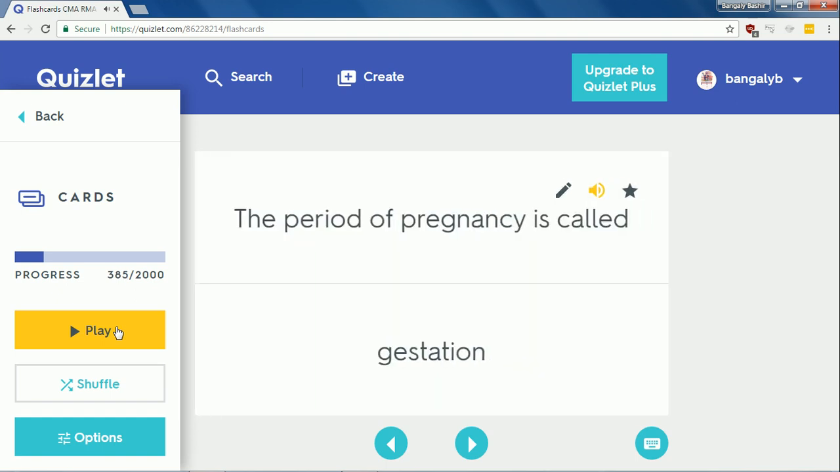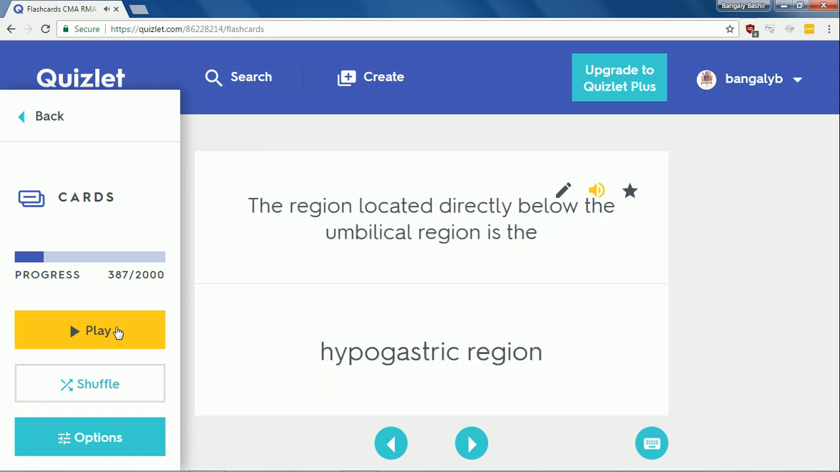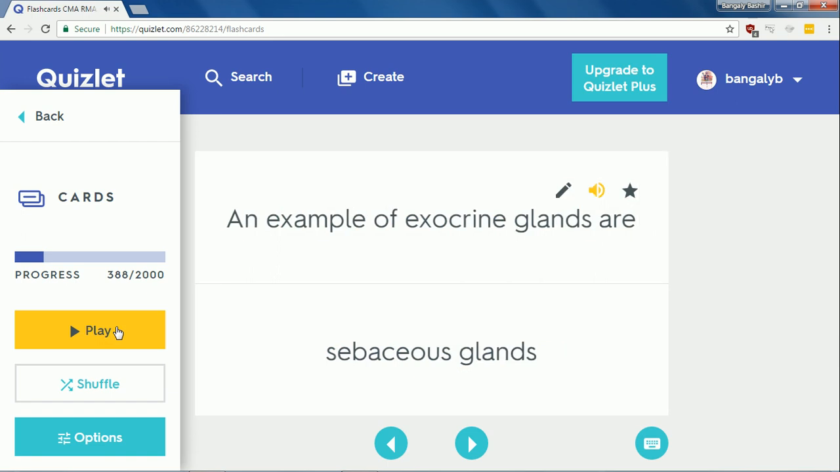The period of pregnancy is called gestation. The hormone that causes contraction of uterine muscle during labor is oxytocin. The region located directly below the umbilical region is the hypogastric region. An example of exocrine glands are sebaceous glands.